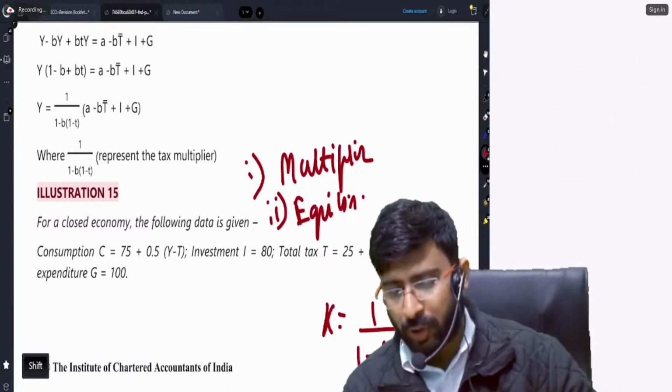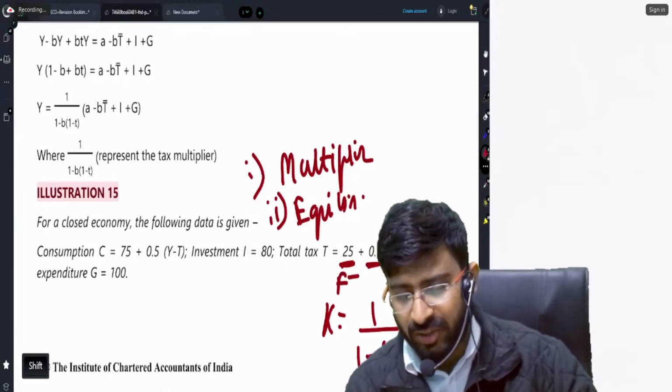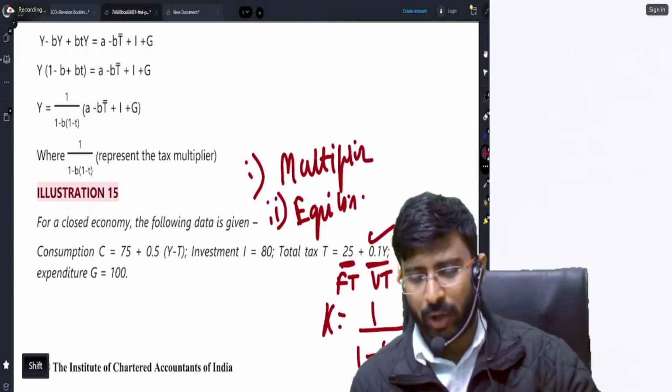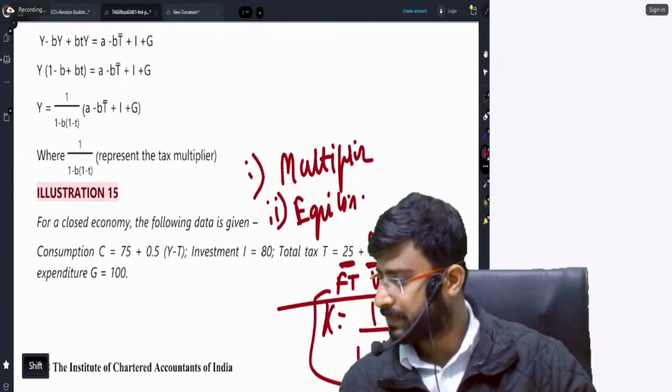Sir, when do we use this formula? When the breakup is given as fixed tax and variable tax. This is fixed tax and this is variable tax. जब ऐसा होता है तब हम लोग ये फॉर्मूला यूज करते हैं के का. Note it down please.